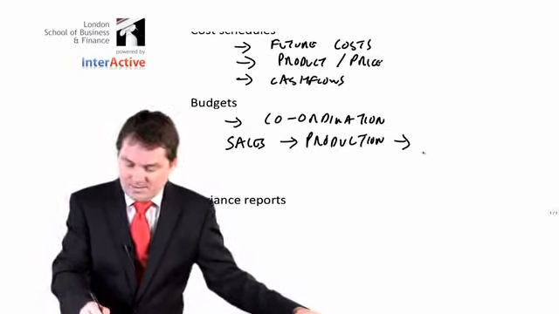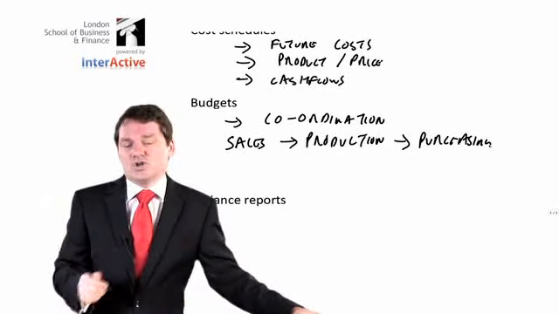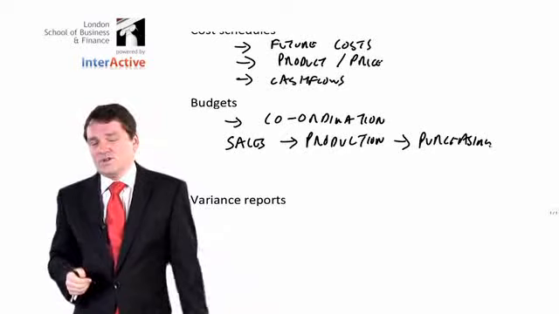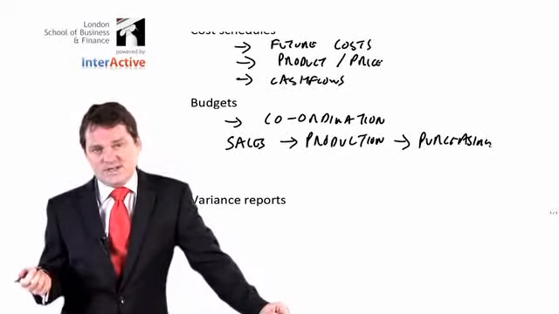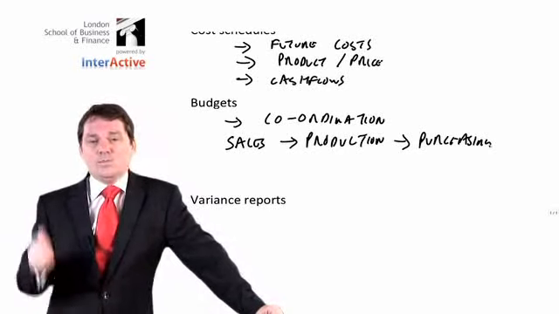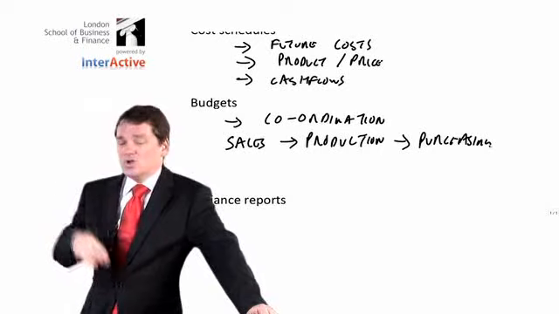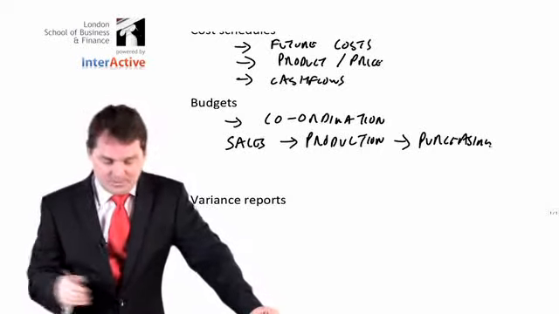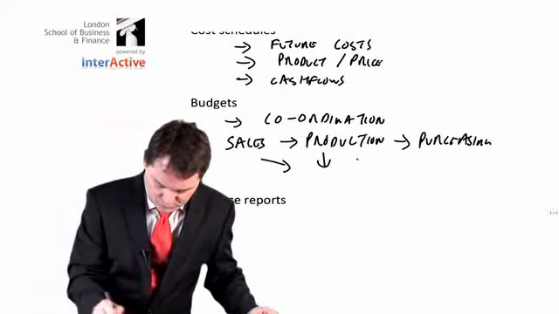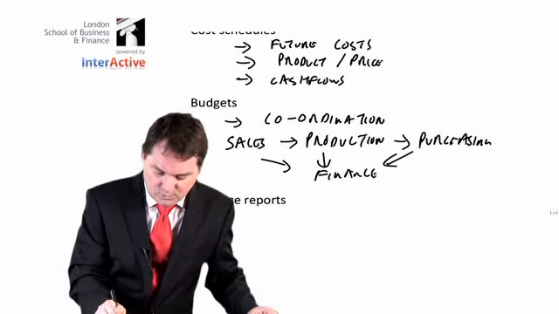Production can't do anything until purchasing have purchased the raw materials. So the idea is purchasing buy the raw materials, production turn them into finished goods, sales then sell them. But all three of these departments have to coordinate with each other so you actually know what's going to happen. All three of them, of course, also have to coordinate with finance.